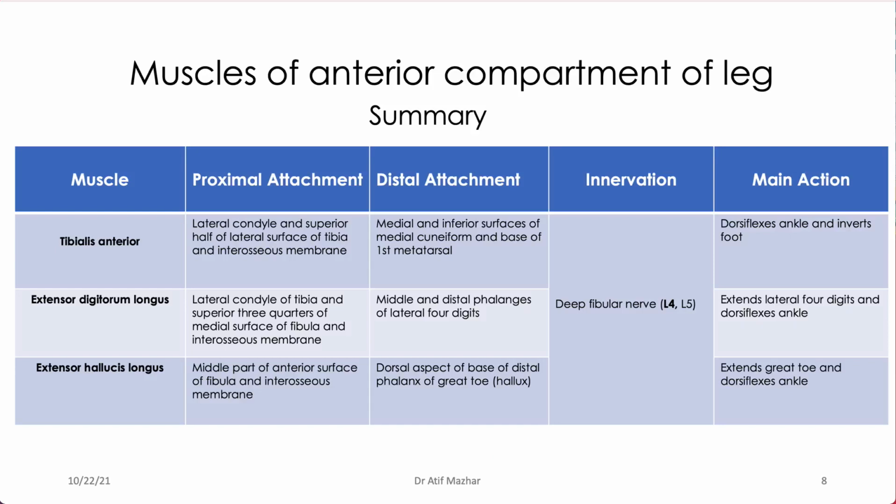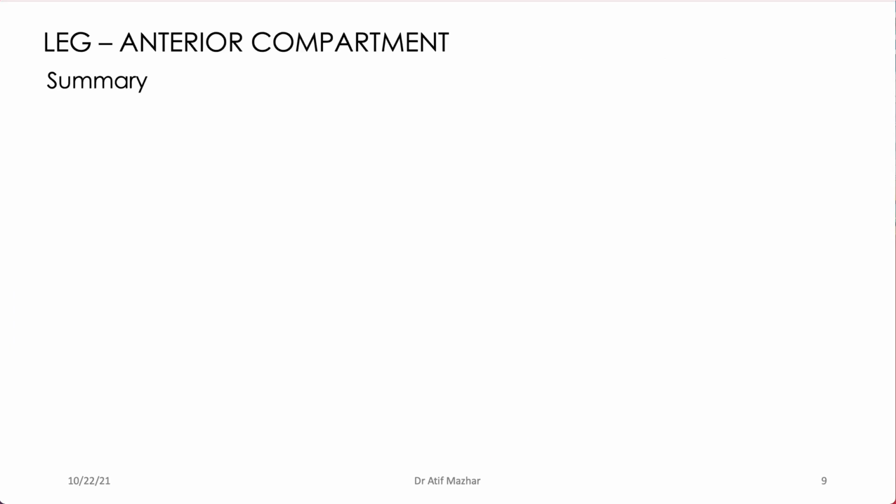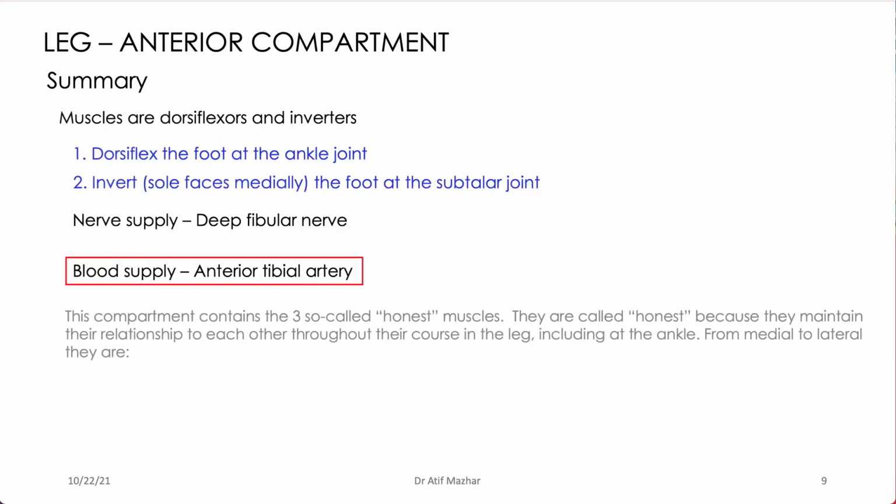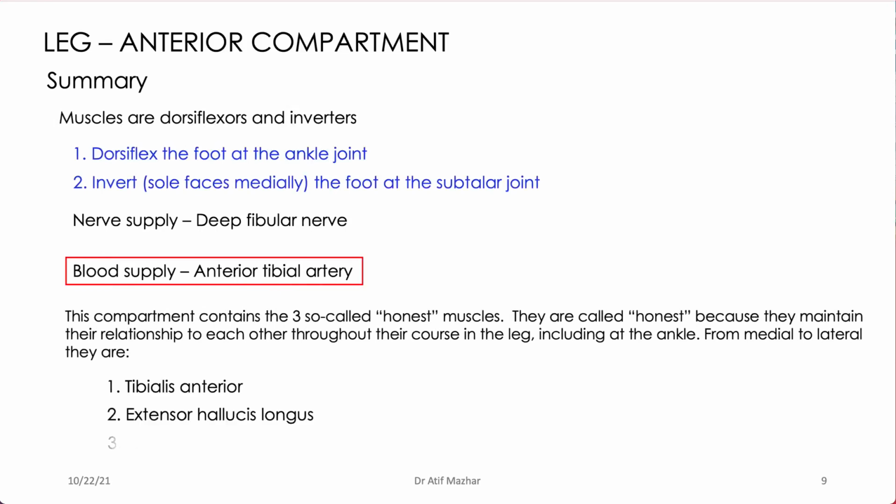Now, this is the summary of all 3 muscles which we have talked about, their proximal and distal attachments, their innervation and action. This is a must-know type of information. Summary, the same as what we have talked about. I don't see there is any problem so far. So by this, we have completed the muscles present in the anterior compartment of the leg.